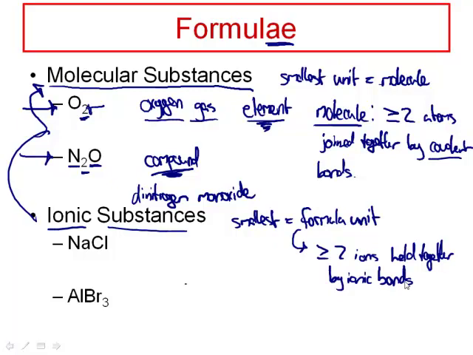Because there's some tricky nomenclature in there that can throw you off if you're not very specific about what we're talking about, okay? So here's two examples of different ionic substances, sodium chloride and aluminum bromide, okay? Now, let's look at what these formulas tell us about these two substances, okay?